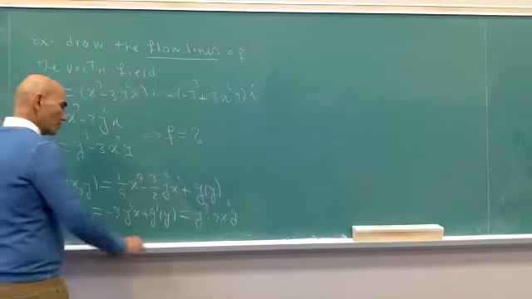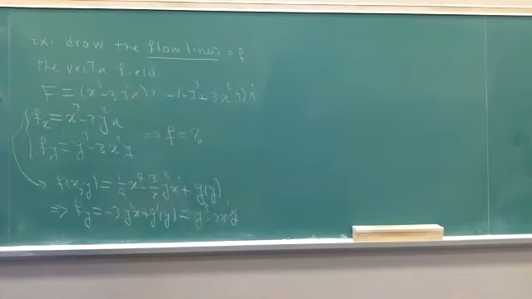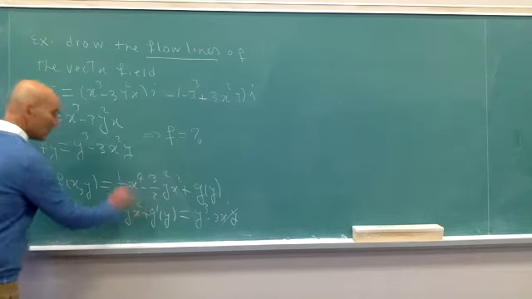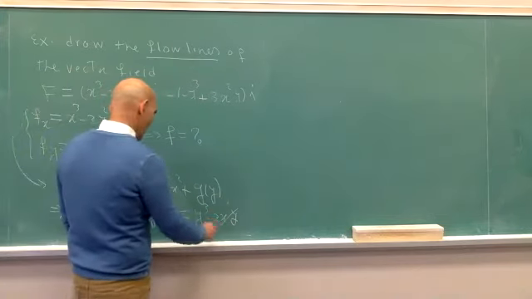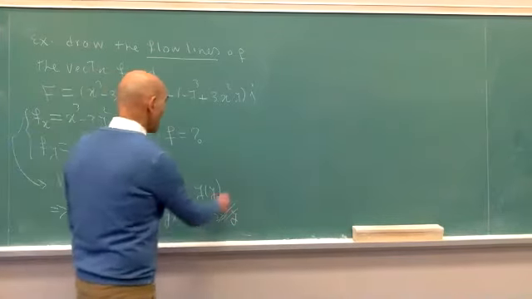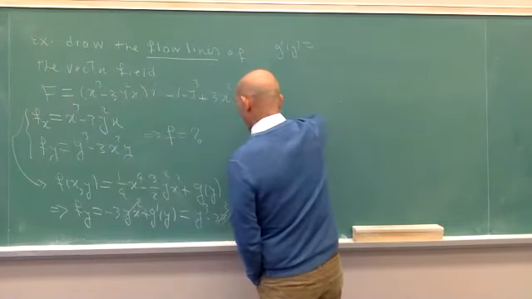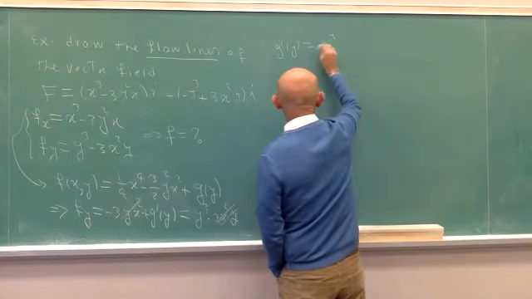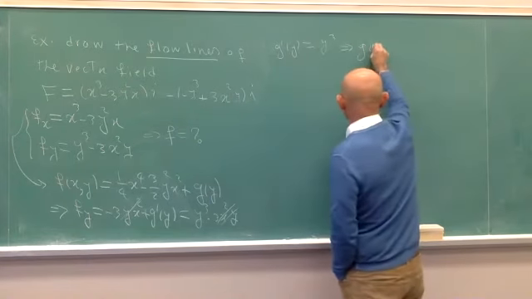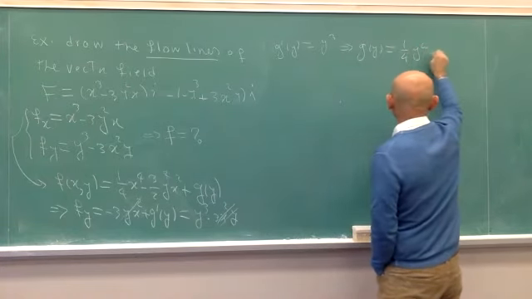Well, this 3 y x squared cancels with that. So for g prime of y, you get indeed y cubed. So this finally gives you g of y, which is a quarter of y to the 4th plus a constant.